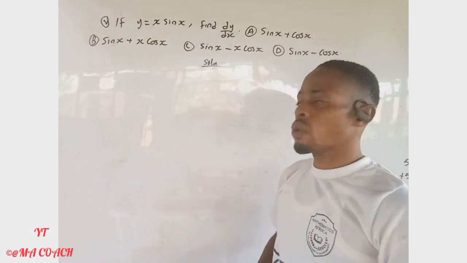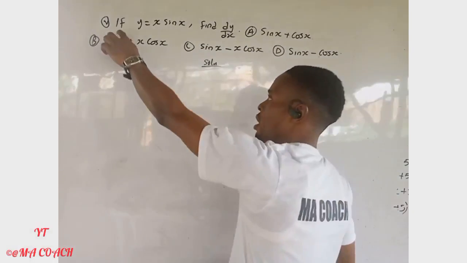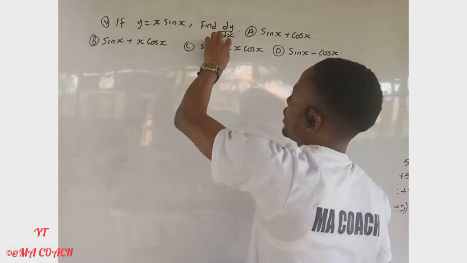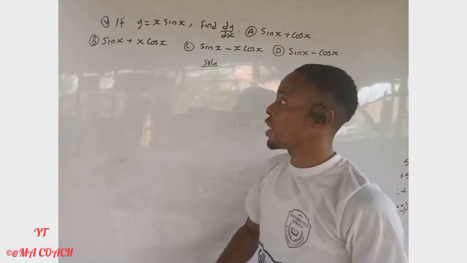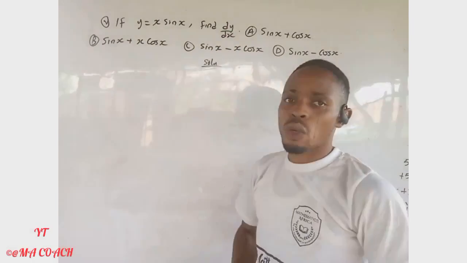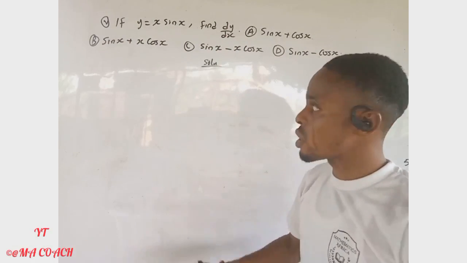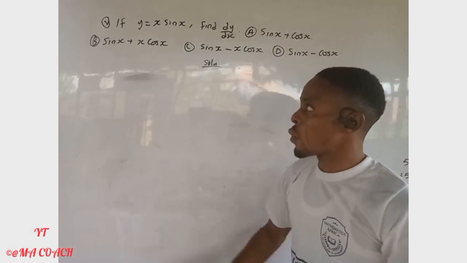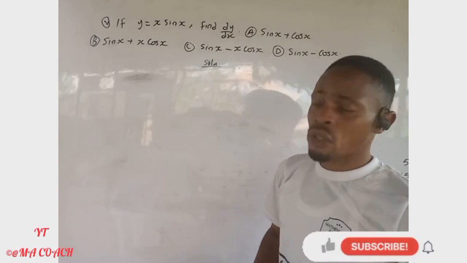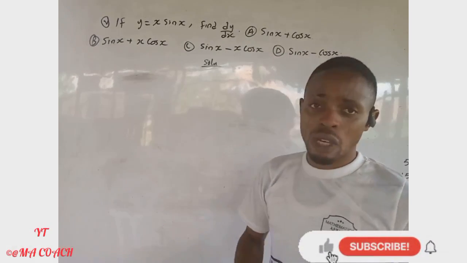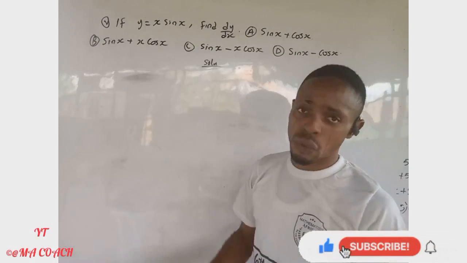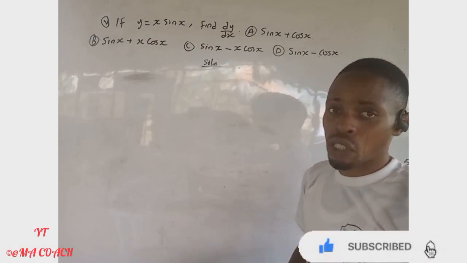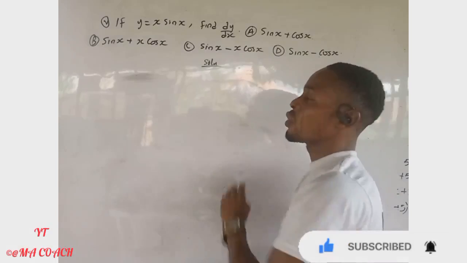This question 2 states that if y is equal to s sine s, find dy ds. So we want to find dy ds. How do we solve this question, in case you see a similar question in the upcoming JAMB examination? When you see a question like this, the best method to solve it is the product rule, because s is multiplied by sine s. They are multiplication, so you use the product rule.